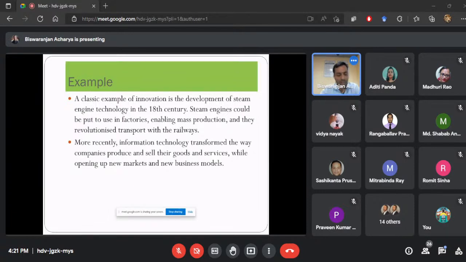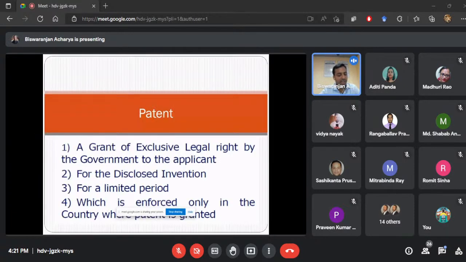Patent. Already we discussed what is IP, then IPR. Four things, actually a combination of four things, make a patent. A grant of exclusive legal right by the government to the applicant for the disclosed invention for a limited period, which is enforced only in the country where the patent is granted, the geographical region.